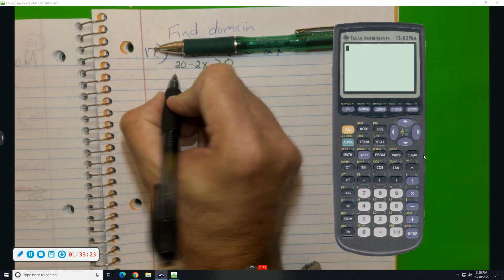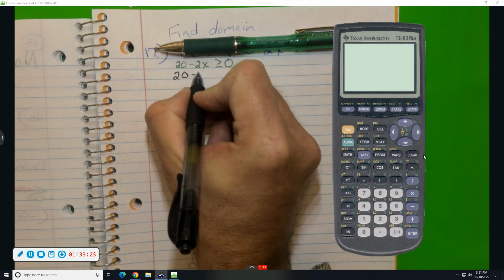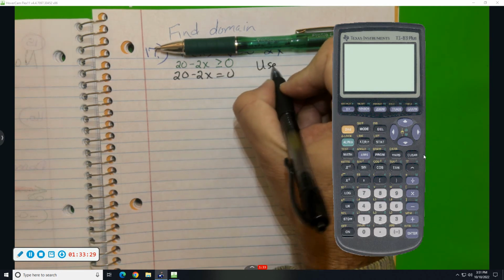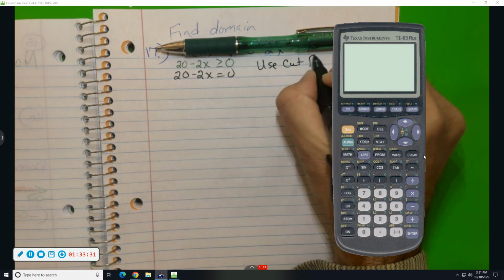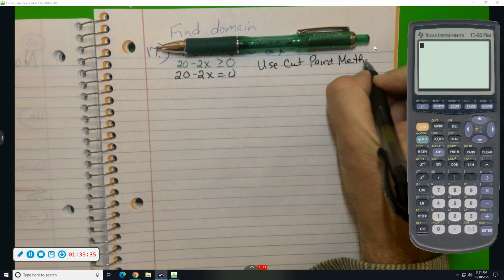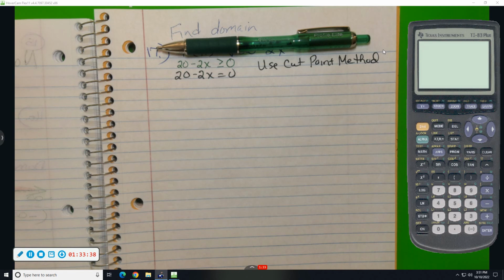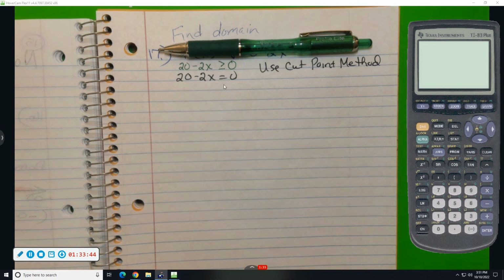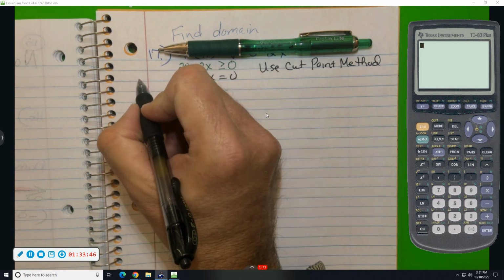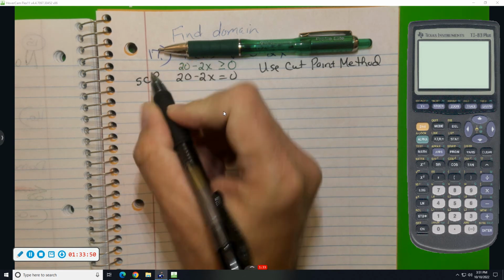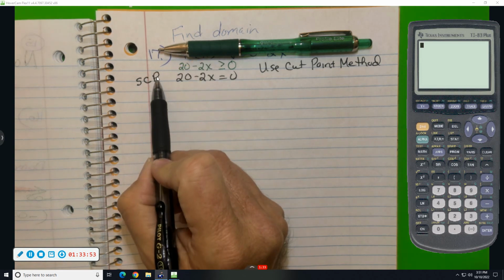The first thing you do is solve it with an equal sign. Make a note. Use the cut point method. Remember, with the cut point method, you ask yourself, when is it equal? Then when is it undefined? Everywhere else, it's either greater than or less than. So here we're finding the SCPs. Do you remember what that letter S stands for? I know C is for cut and P is for point.